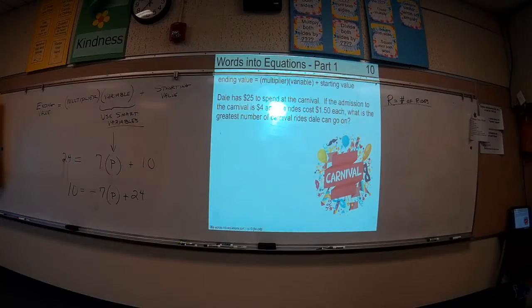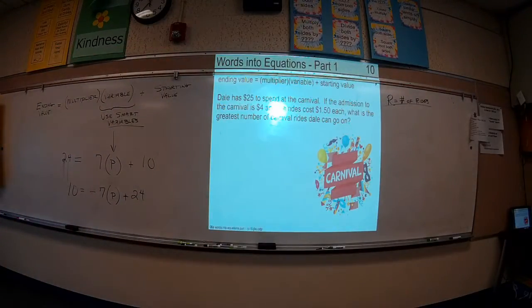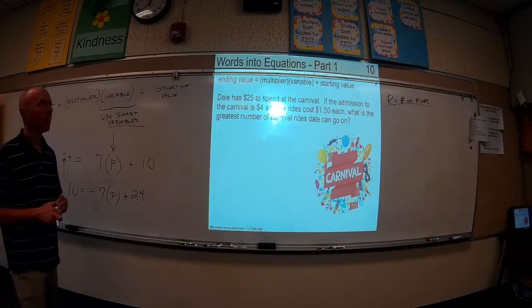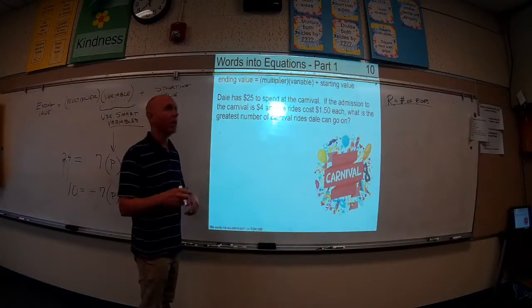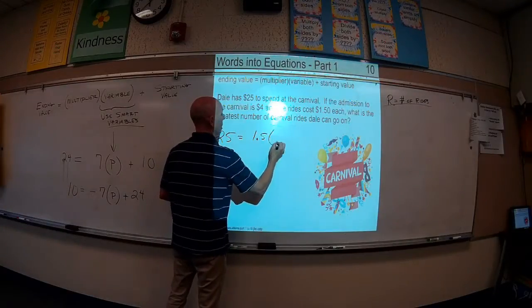I gotta come over here so I can see these things. Good, good. So actually, I'll switch those two numbers. So $25. $4 to get in, plus this represents the cost of the rides you're about to go on, equals $25. I was just confused because it says he has $25 to spend, so I thought that would be the start. You could model it with a subtraction if you wanted to. I'm going to model it with this. $25 equals $1.50 times the number of rides.